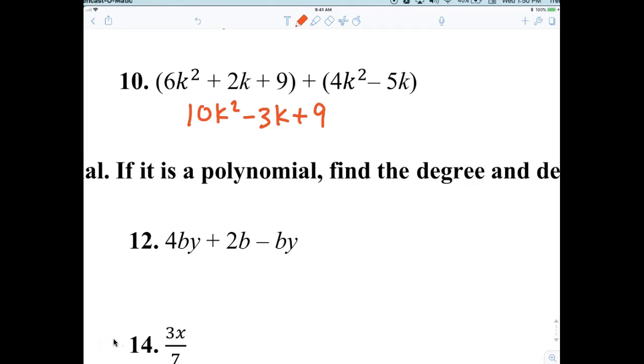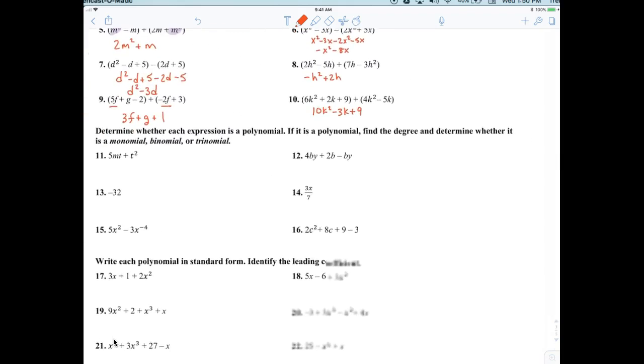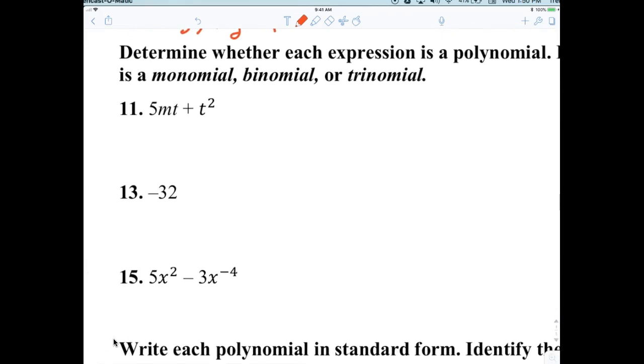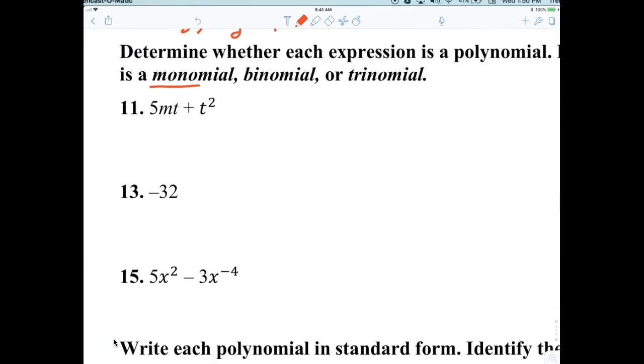All right, so now let's talk about the next part. Yesterday, I talked to you about a monomial. That is a single term. Binomial, 2 terms. Trinomial, 3 terms. And terms are separated by addition and subtraction. All right? So number 11 is considered a binomial.